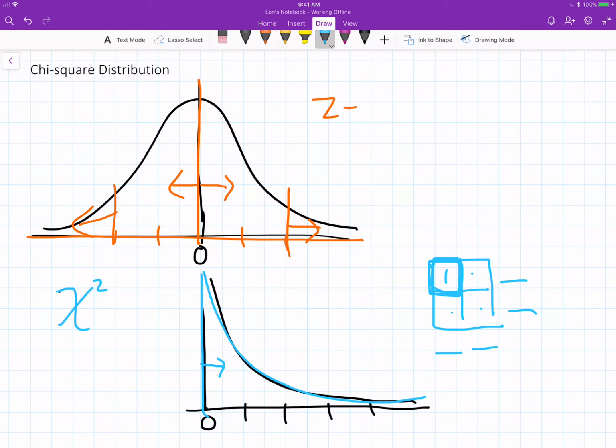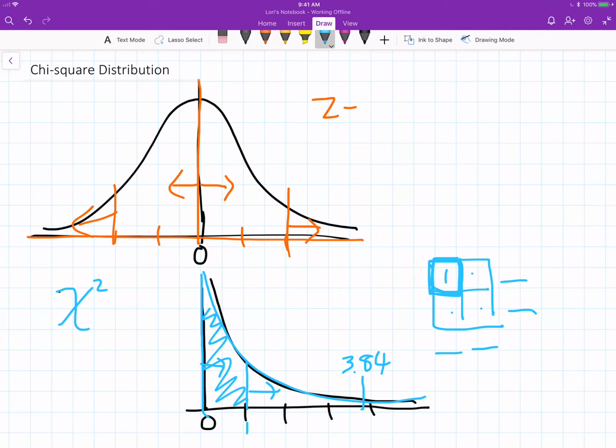The mean is equal to the degrees of freedom. So if this is 1 degree of freedom, then half of the distribution will be below 1 and the other half will be above 1. Now what we're really after is where the cutoff would be if we have 95% of the area, and that actually happens at a location of 3.84.